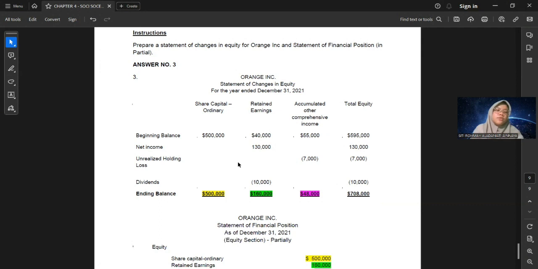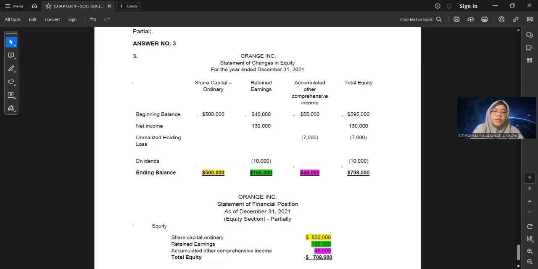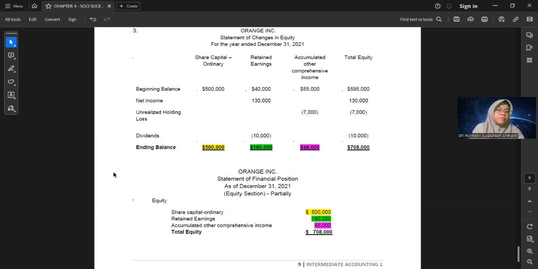Okay, we have finished creating the change in equity statement. Now you only need to enter the partial financial position statement in the equity section of the financial balance of each account. You put every account of the equity section like share capital ordinary, retained earnings, accumulated other comprehensive income, and total equity. Total equity must be the same as total equity in the statement of change in equity.